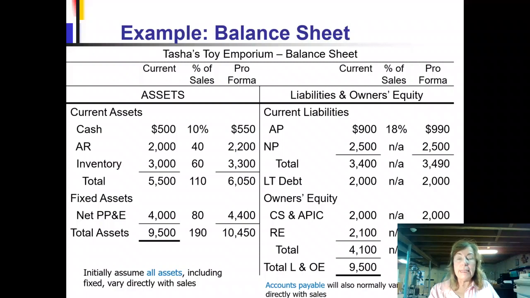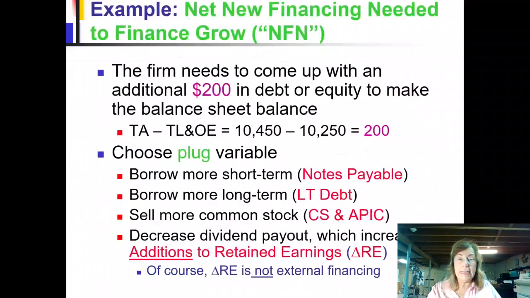Notice total assets is $10,450. Total liabilities plus equity, $10,250. $450 minus $250 is $200. That is our additional financing needed. We must come up with an additional $200 in debt or equity to make the balance sheet balance. So we can choose what we want to be our plug variable. We can borrow more short-term notes payable, borrow more long-term debt, sell some common stock, or we could decrease our dividend payout, which will increase our addition to retained earnings. But of course, additions to retained earnings is not external financing.